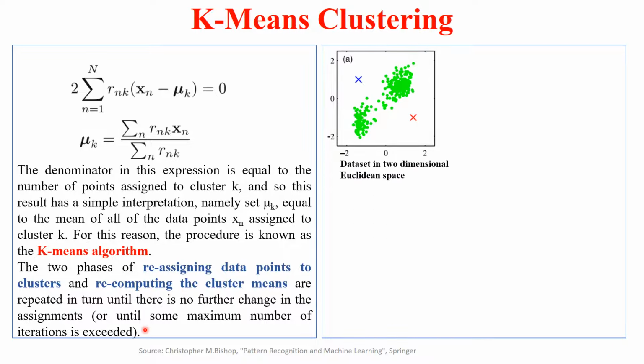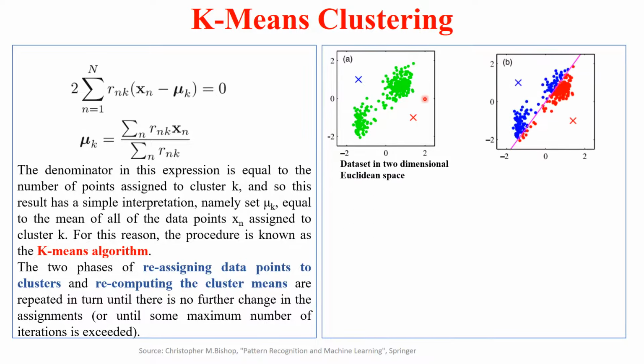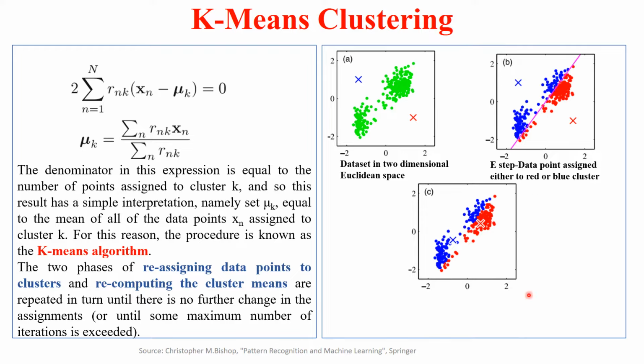In this picture, you can see the data set in 2D space, and this figure shows how each data point is assigned to either the red or the blue cluster. This is the E step. And in this figure, we can see each cluster center is recomputed to be the mean of the points assigned to the corresponding cluster, and this is the M step.